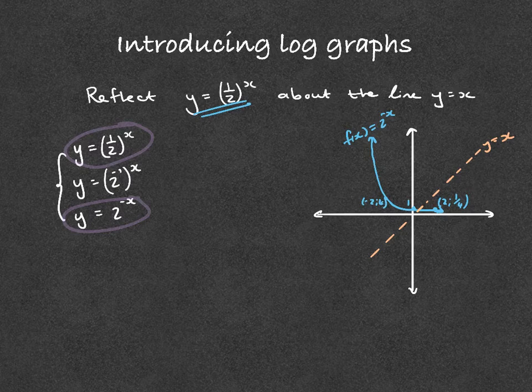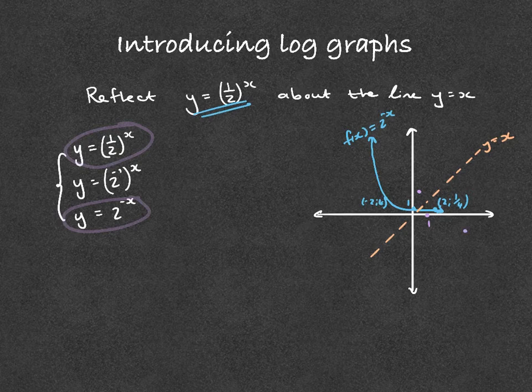2 to the 2, which is 4. So it's minus 2, 4. Okay, so in other words, if we're going to find the inverse of that graph, the x and y values, the coordinates of the points, will just swap around. So in other words, this is going to be the point a quarter, 2, would be like there. All right, and what else do we have? We've got minus 2, 4, so that will be 4 and minus 2, something like that.